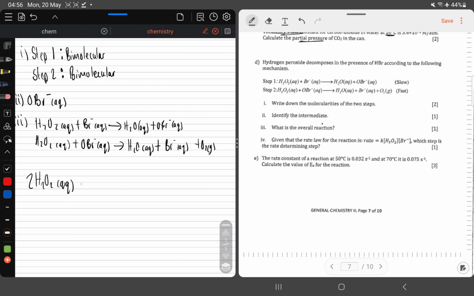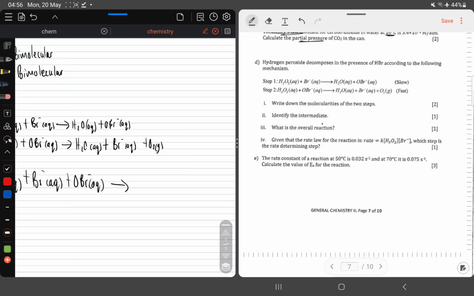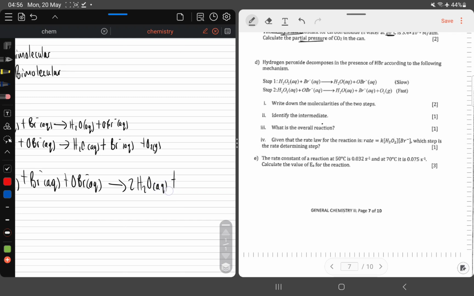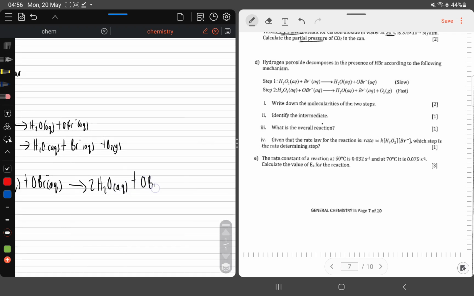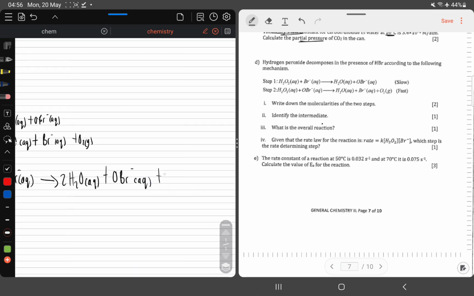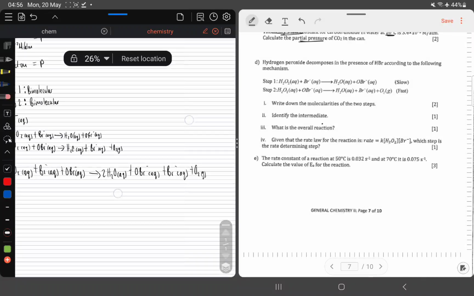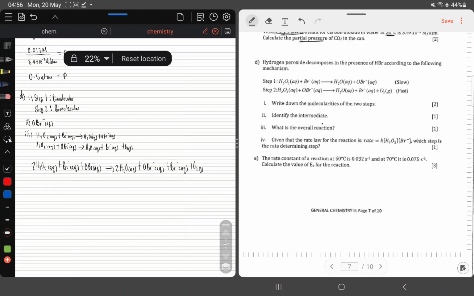We combine everything on the left: plus Br minus aqueous and OBr minus aqueous, and this is giving us, on the right, H2O and another H2O, so 2 H2O aqueous, plus OBr minus aqueous. Please, OBr is not the same as Br. Then plus Br minus aqueous, plus O2 gas. Now we look for anything that appears on both sides.